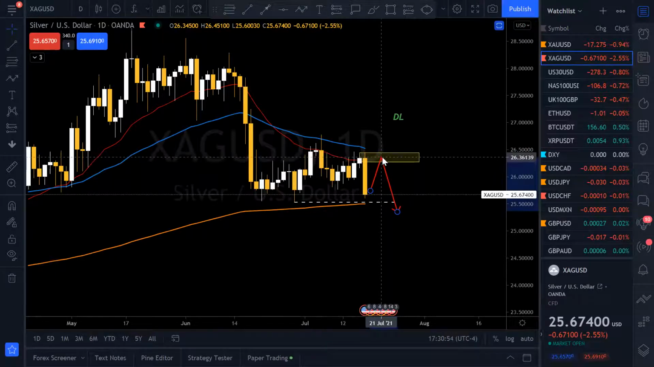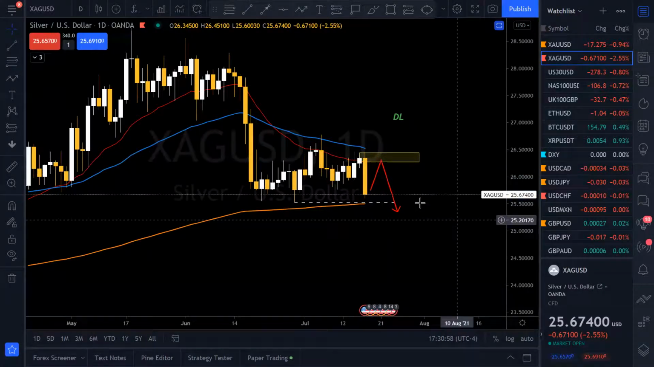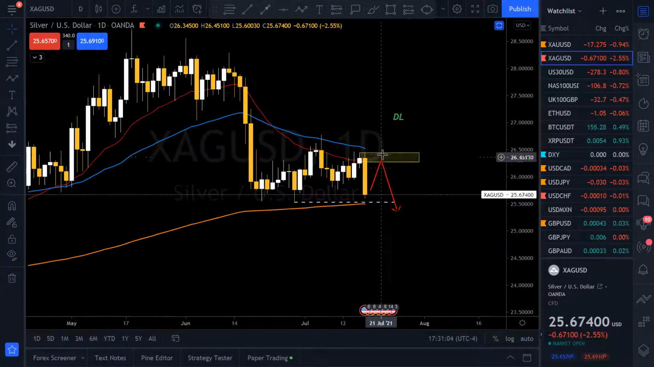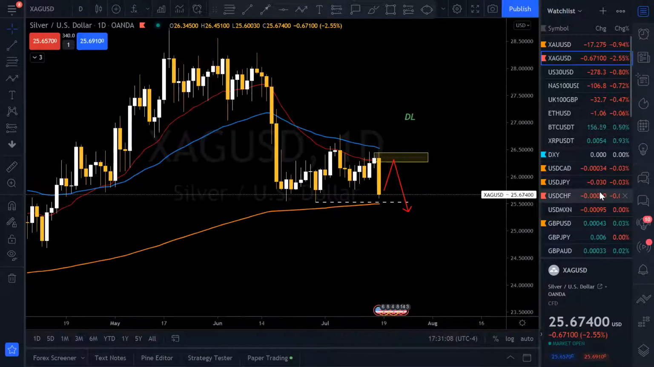It doesn't have to go all the way up there. It could just test near the beginning of the order block or in the middle. But that's what I'm expecting: a pullback and then down, and then down. And I think that is my last one.